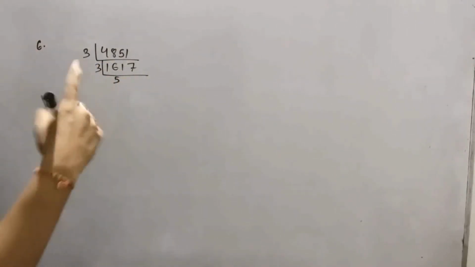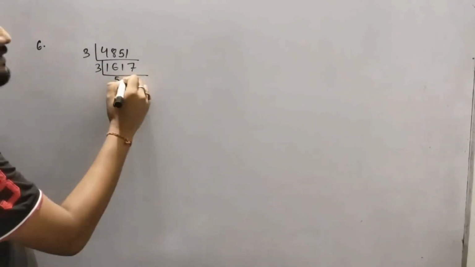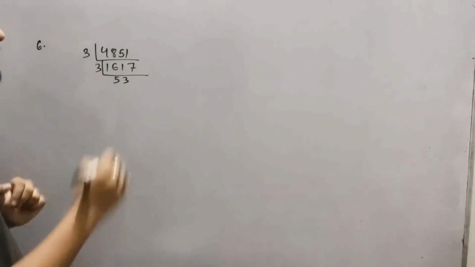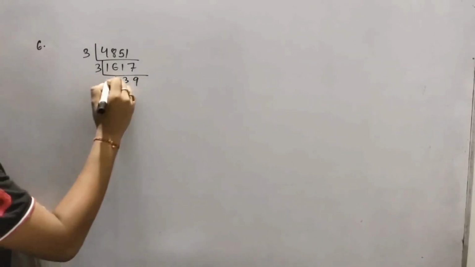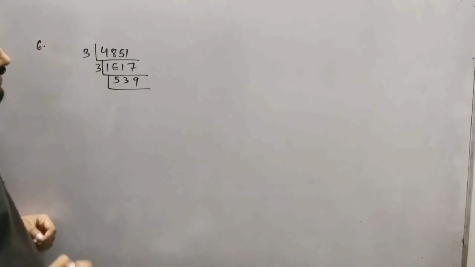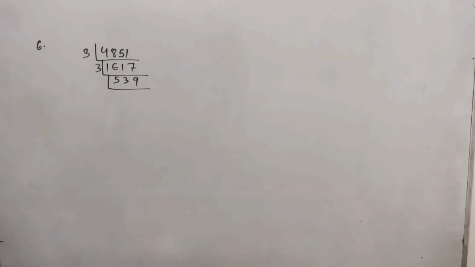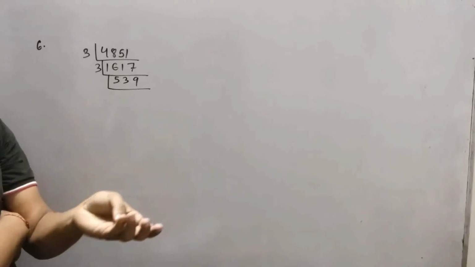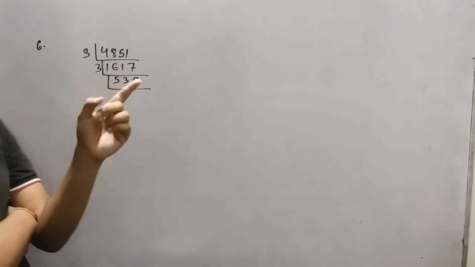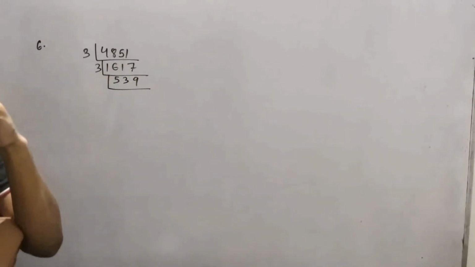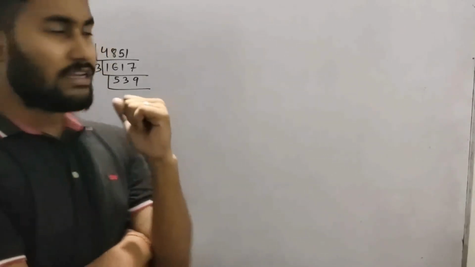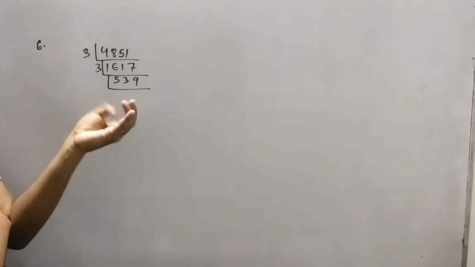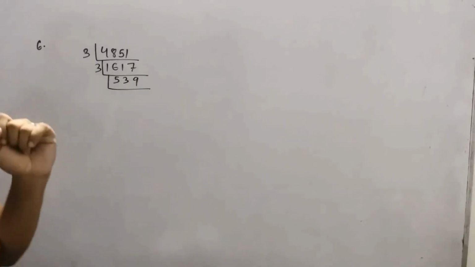3 5 ja 15, 3 3 ja 9, 3 9 ja 27, 539. 539 by what? Difficult number, isn't it? So check. 5 plus 3 is 8. 8 plus 9 is 17, isn't it? 17 is not divisible by 3.